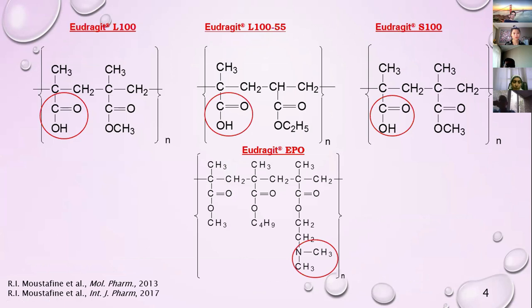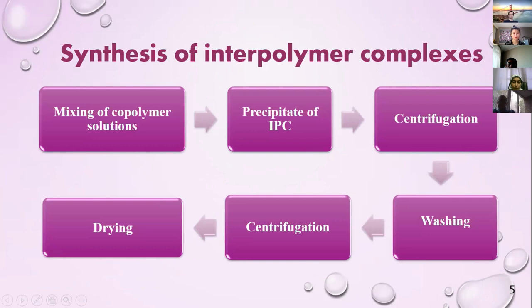Eudragits are copolymers manufactured by the Evonik company from Germany, and they are widely used in pharmaceutical technology, for example as different coatings for tablets. According to the presence in the structure of these copolymers of groups such as the dimethylamino group in Eudragit EPO and carboxylic groups in polyanions, we can obtain interpolymer complexes between these copolymers. For synthesis of interpolymer complexes based on Eudragit copolymers, we used a simple method of mixing copolymer solutions. We made synthesis in different conditions, in different solvents, with different ratios of initial copolymers and with different order of mixing.